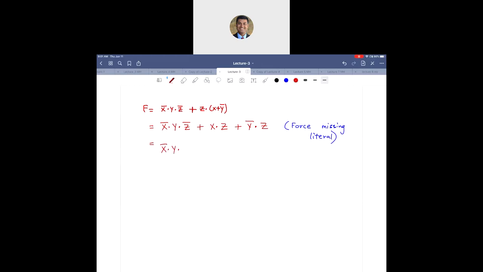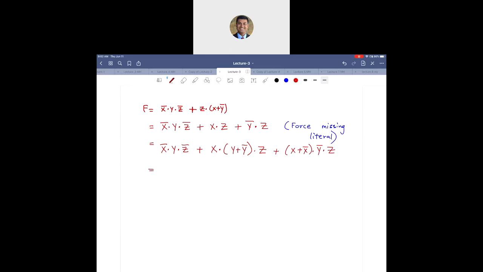X, y, z. The first term already has all the 3 input literals. This logic function has x, y, z as inputs. The first term already has those 3 input literals represented, so that is already a canonical form. It's not missing any literal. The second one is missing y, so I'm going to force y on it. Notice I did not change the logic here. And then the last one is missing x. Again, I did not change the logic there.